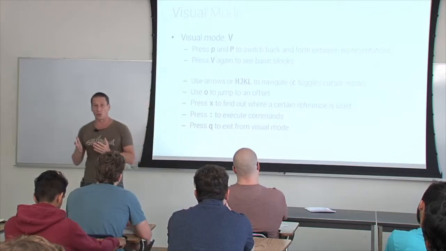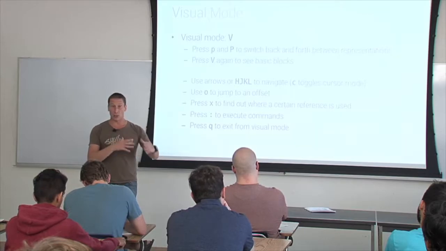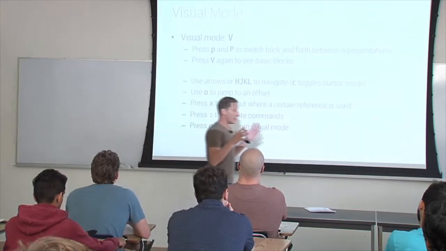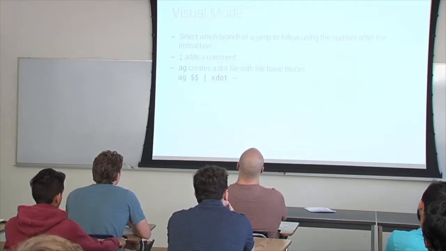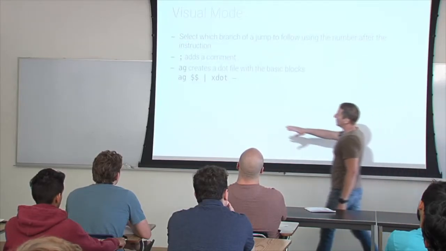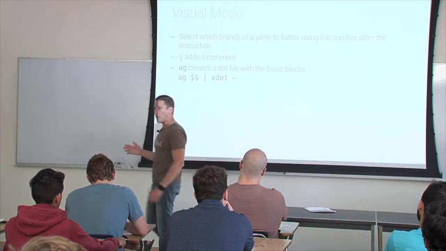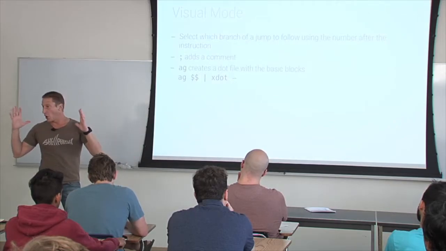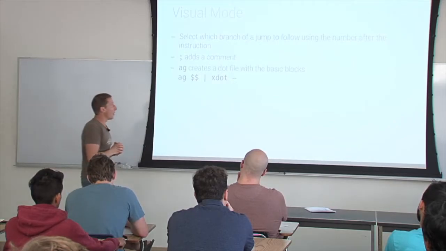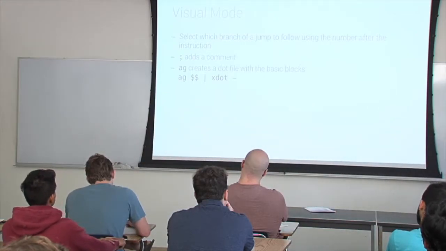you can always resort to saving the whole data structure or a subset to a dot file, and then see it in a graphic view. So you can actually do AG and then pass it to the xdot command through a pipe, and it will show you a very fancy graphical picture of the basic blocks in a program. So this is very useful.